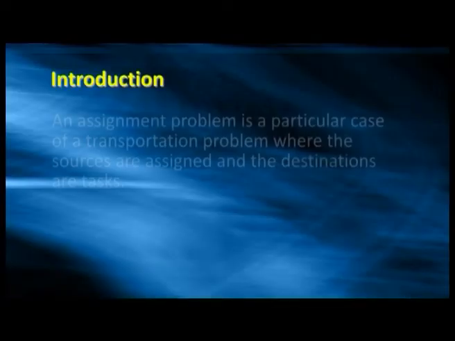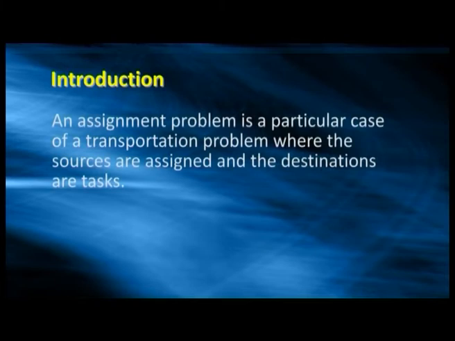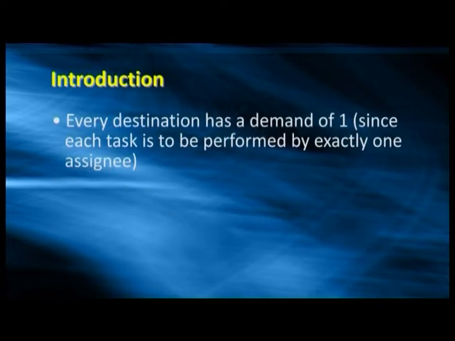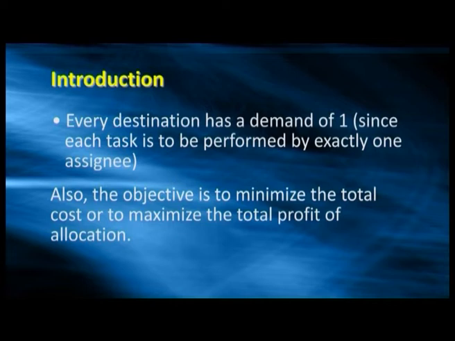Let us start with an introduction. An assignment problem is a particular case of a transportation problem where the sources are assignees and the destinations are tasks. Furthermore, every source has a supply of 1 since each assignee is to be assigned to exactly one task, and every destination has a demand of 1 since each task is to be performed by exactly one assignee. Also, the objective is to minimize the total cost or maximize the total profit of allocation.